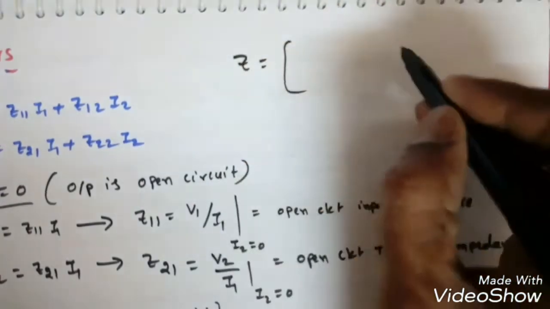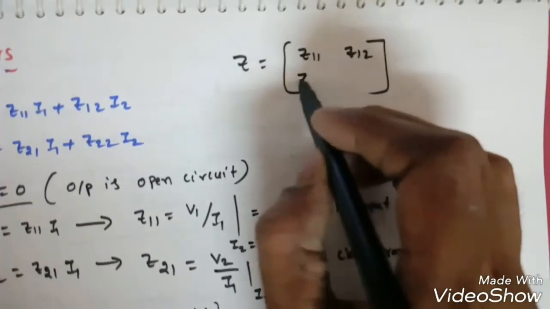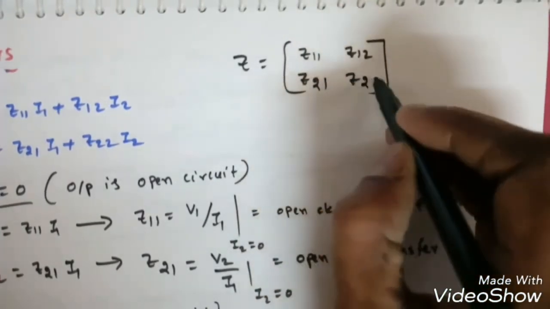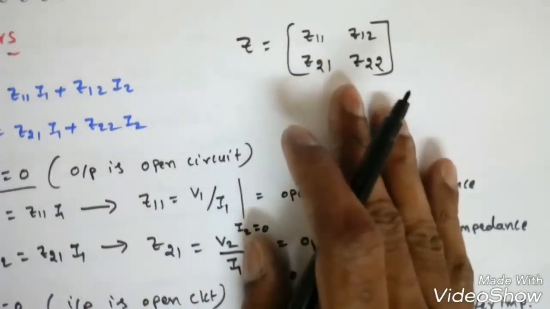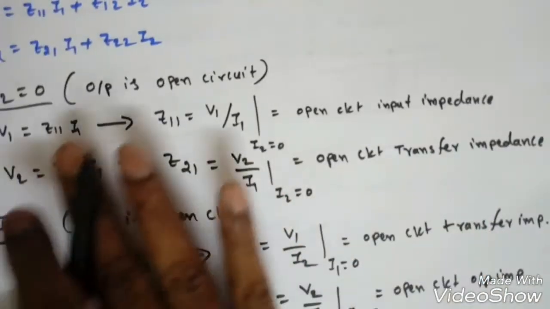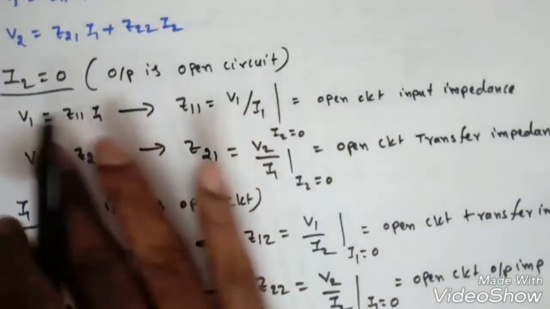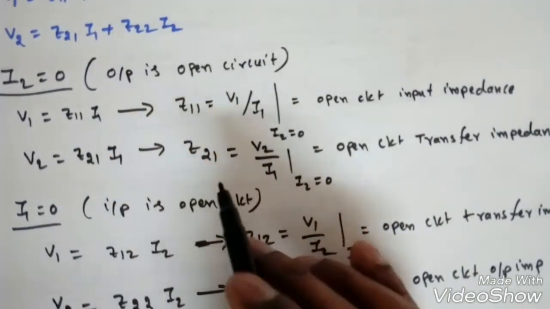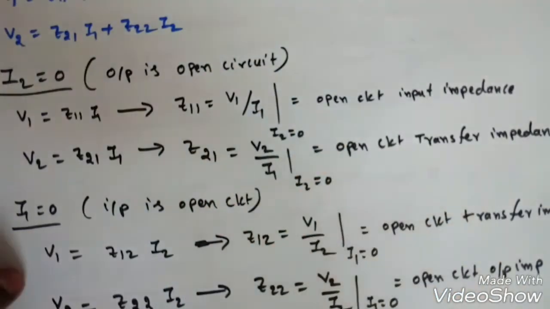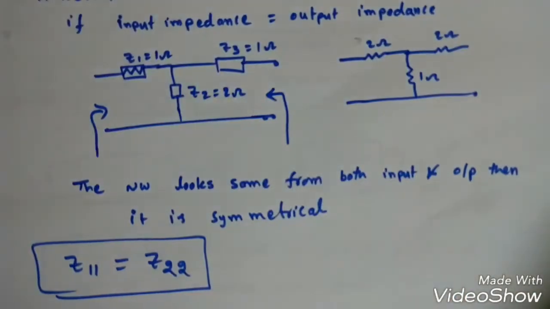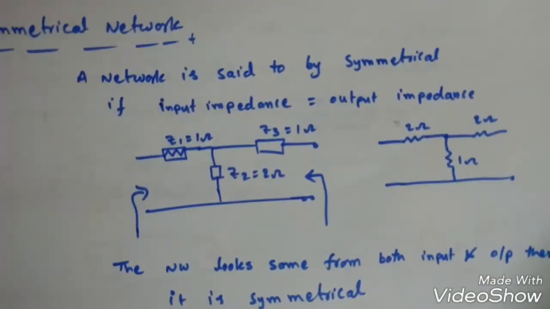So Z is equal to, we'll always have four parameters: Z11, Z12, Z21, Z22, right? Now, to find the Z parameters, we will never use this method. This is generally what we call the standard method, right? So we don't use this method, we will do it in a different way to find the Z parameters. That we will see when we do one numerical. But before that, we need to discuss symmetrical network and reciprocal network, right?